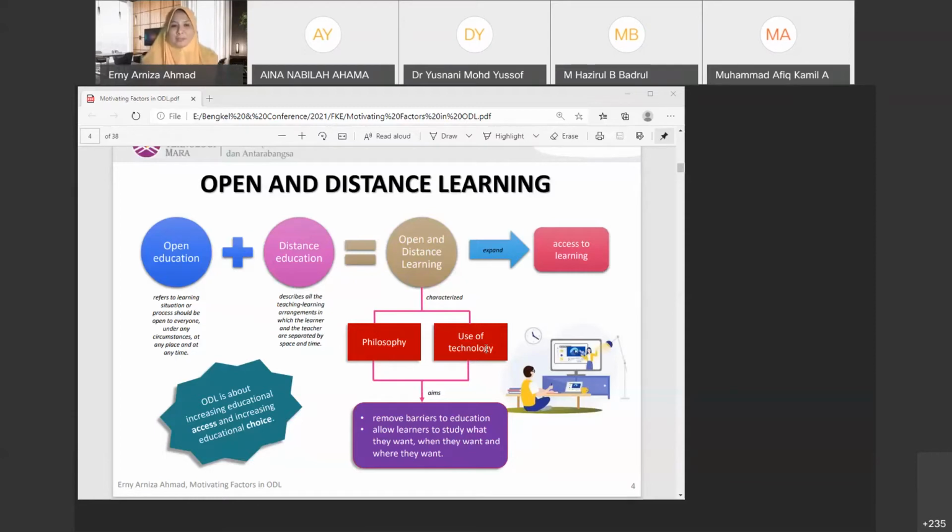So the main philosophy of ODL is to remove the barriers to education and then to allow learners to study what they want, when they want, and where they want, with the mediating of the technology, with using the technology. It's actually the technology is the mediator. So teknologi ni yang orang kata online technology ni, all the tools that we have been using now, those are only the mediator.